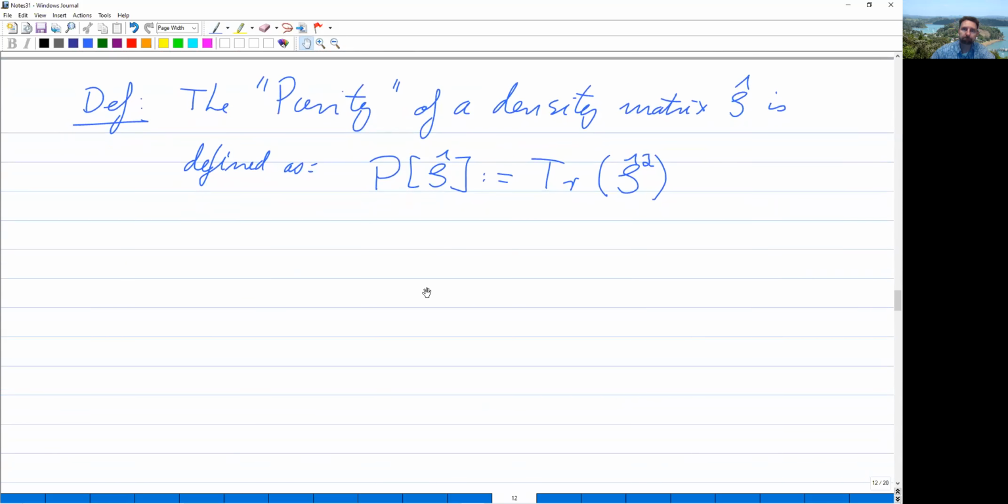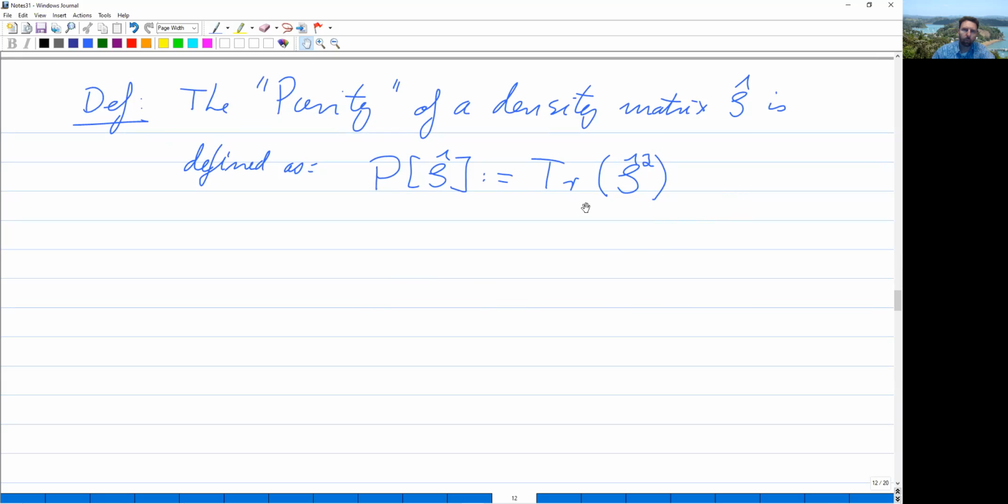Now, clearly, this is way easier to calculate than the von Neumann entropy, because instead of having to diagonalize a matrix, we only have to square it. That's way easier. And then once we've squared it, no more logarithms or anything, we just take the trace of it. So this is much easier.